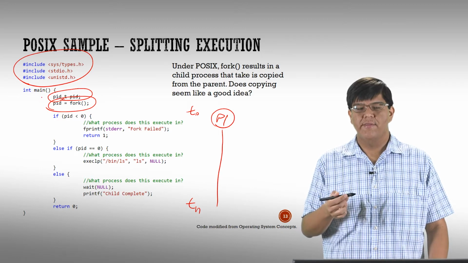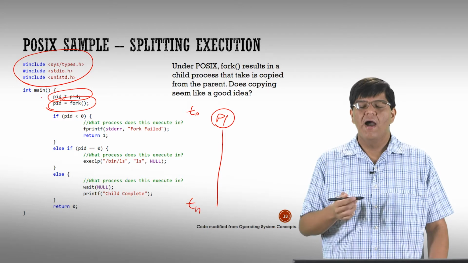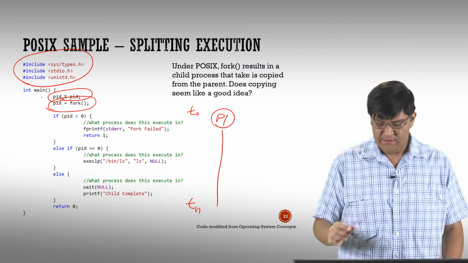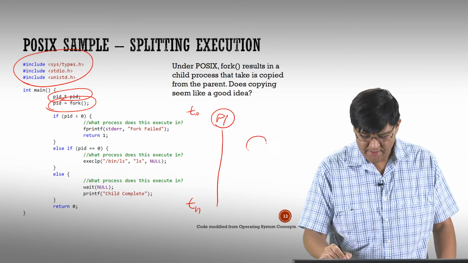So I want to create a P2. Something else running in memory at the same time. I do that via the fork command. Once the fork command has run, I will actually have two programs running at the same time. And so if I update my diagram, I would have something like this.